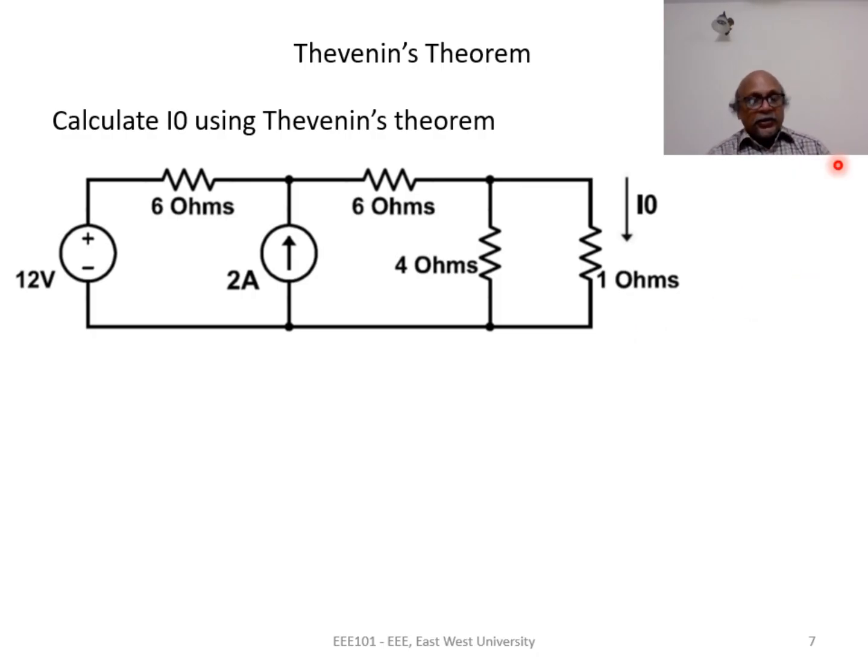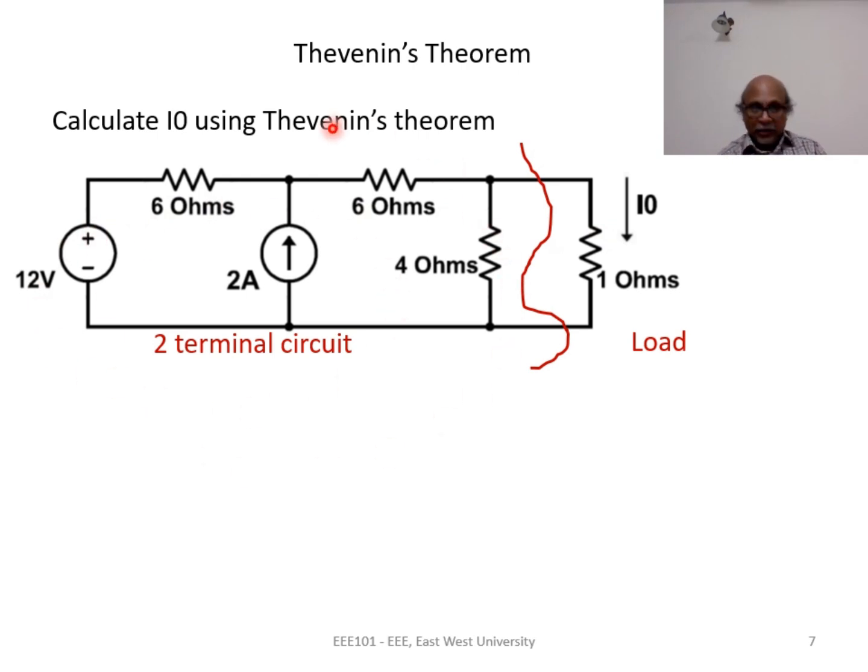To apply Thevenin's theorem, we have to partition the circuit into two parts first. One part is the load, the other part is the two-terminal circuit. So we draw this line to separate the load from the left of the circuit. The 1 ohm resistance is the load and the rest of the circuit is the two-terminal circuit. And the two nodes between which the load is connected, we call them A and B. So Thevenin's equivalent circuit is to be determined between node A and node B.